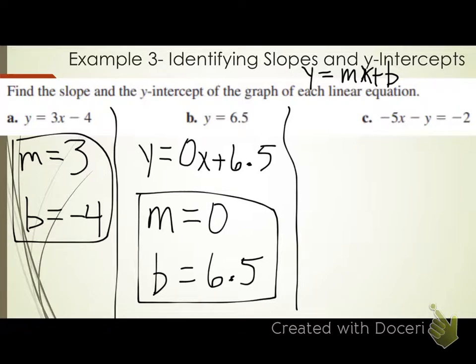All right. Letter C. -5x minus y equals -2. Is that in slope-intercept form? No, it is not. What form is that? ax plus by equals c. Standard form. Right? That's standard form. So, can I identify the slope and the y-intercept right off the bat here? No. What do I need to probably do?